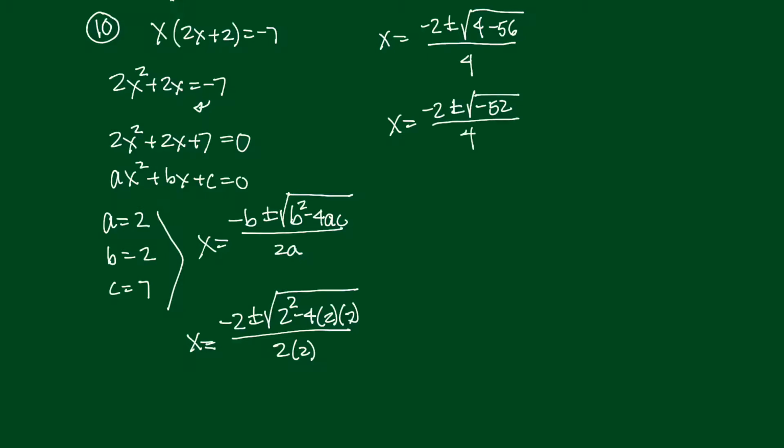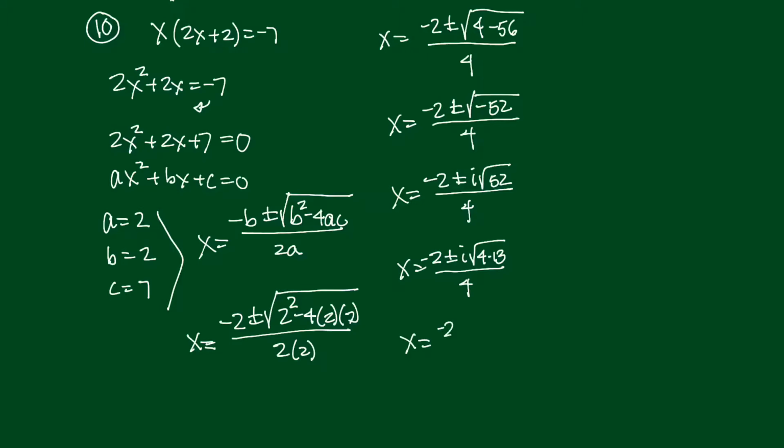I see a negative, so first thing I'm going to do is take the i out. So I'll get negative 2 plus or minus i, square root of 52 over 4. And that 52, I can break that down into two numbers, one of which I know the square root. So what square roots do you know? 4, 9, 16, so on. Does 4 go into 52? It does, 13 times. So I'm going to write this, x equals negative 2 plus or minus i, square root of 4 times 13, all over 4.